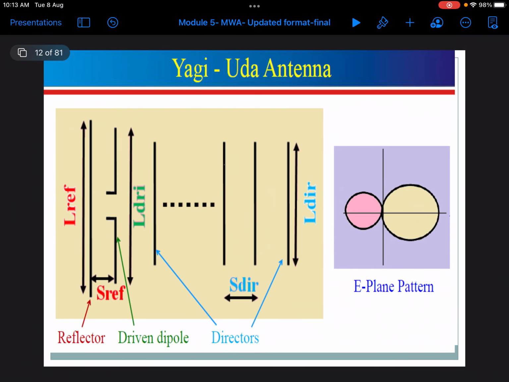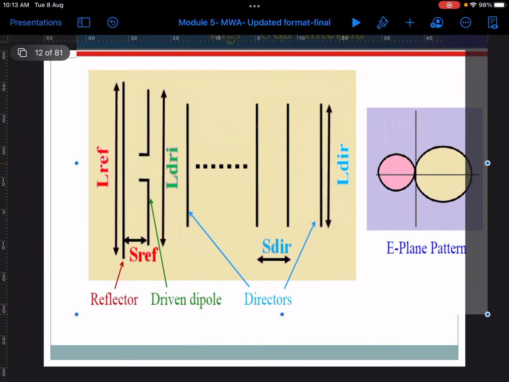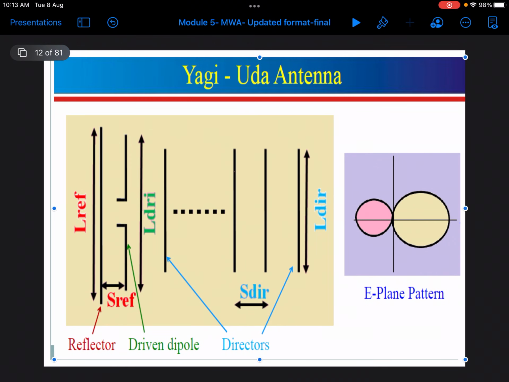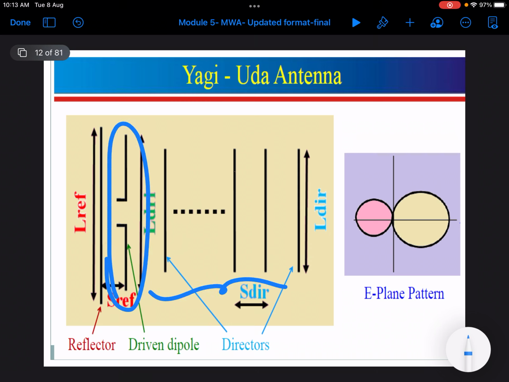Here you can observe. So this is the driven element, and these are the directors, and this is the reflector. As it is indicated, the length of this should be lambda by 2. The driven element length is that of a half wave dipole antenna. For a half wave dipole antenna, you will get the radiation pattern as a bidirectional figure-eight shape. I need to convert that to a unidirectional radiation pattern.